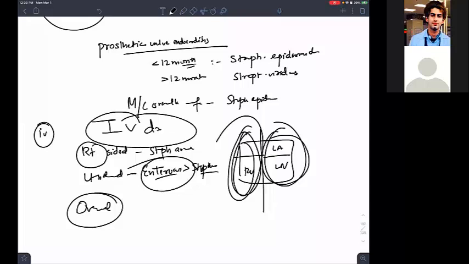Now, if they ask you what is the overall cause of endocarditis, this is for IV drug abusers. Please remember, they will tell you a patient has a history of drug use. He used to be in a peer group, in a friend group, and he used to take drugs. What is the most common cause of this? So if they ask you what is the overall cause of endocarditis, please mention Staph aureus. Please mention Staph aureus.